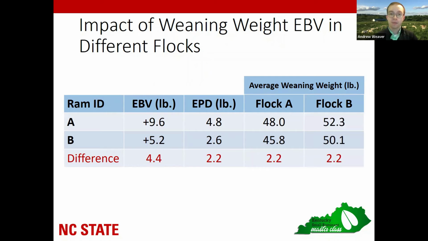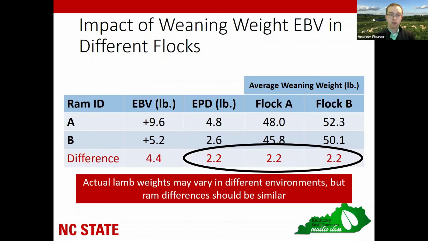In flock B, the progeny of ram A weigh 52.3 pounds, and the progeny of ram B weigh 50.1 pounds. While these progeny are heavier overall, the difference in weaning weight between progeny of ram A and ram B is still 2.2. So while the actual weaning weights of lambs may vary in different environments, the differences between the progeny of these two rams remain similar and the same, or what we would expect based on the EPD, that expected progeny difference.